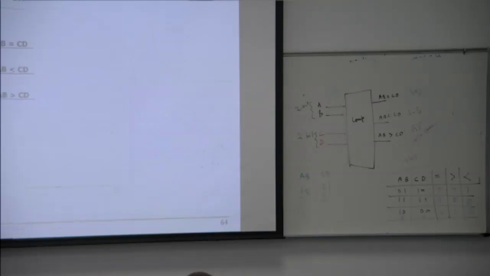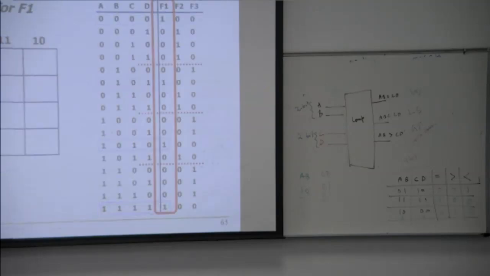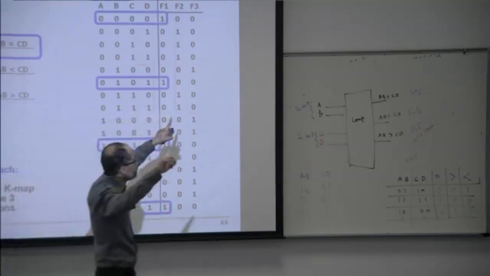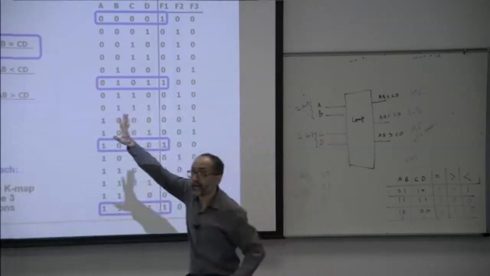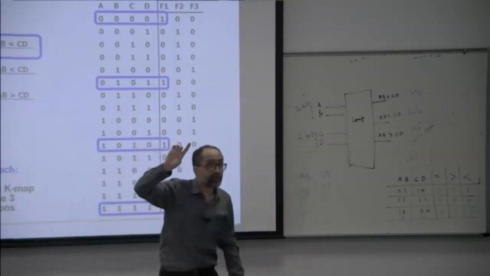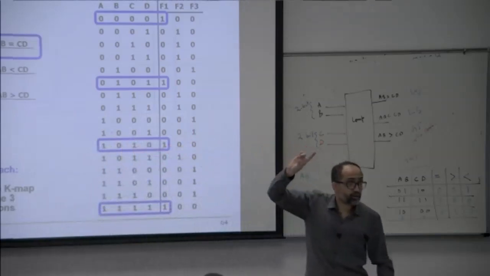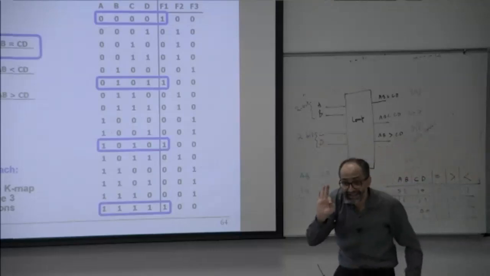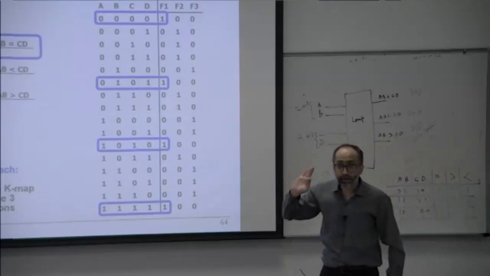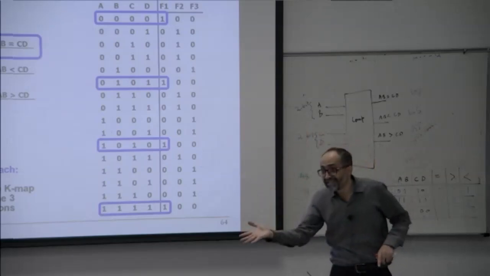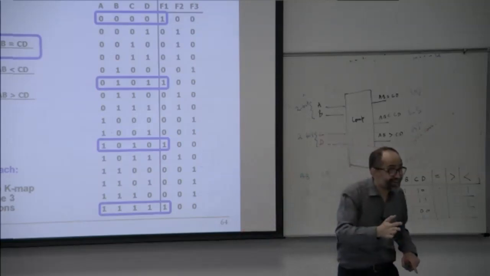Similarly, we also have the others. Now look at this. What is F2? How many possible combinations are there? 16. For how many combinations is equal 1? 4. How many combinations are left? 12. Out of these 12 combinations, for 6 less than is 1, and for 6 combinations greater than is 1.